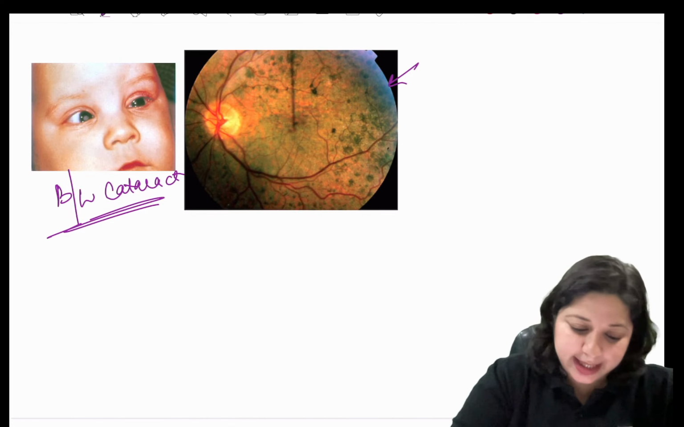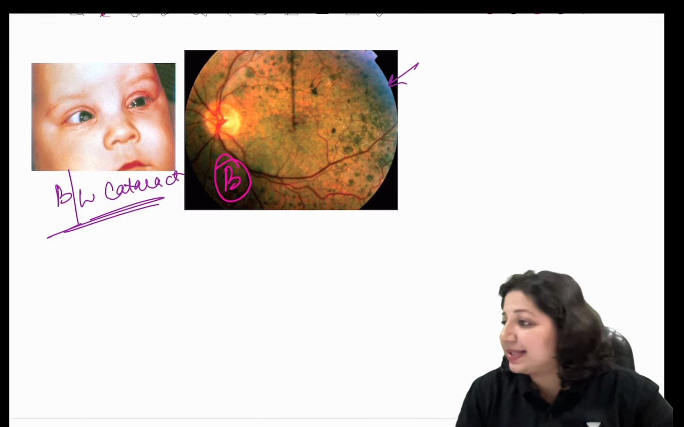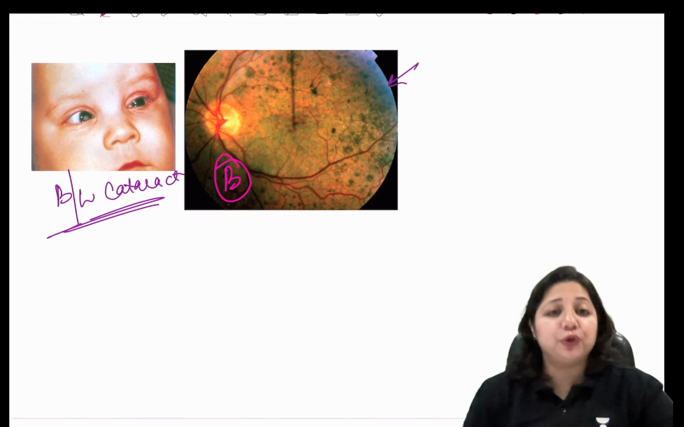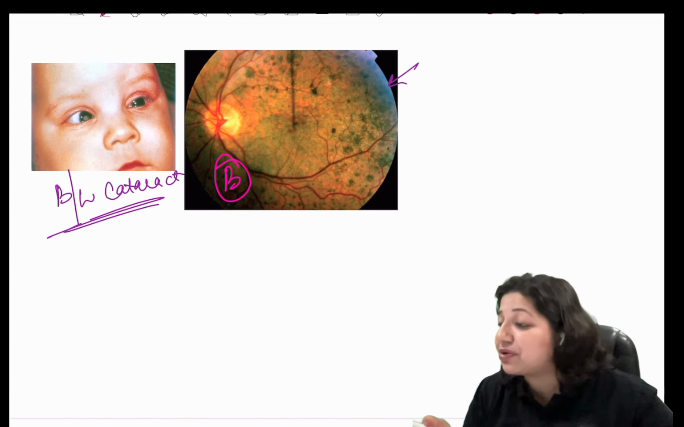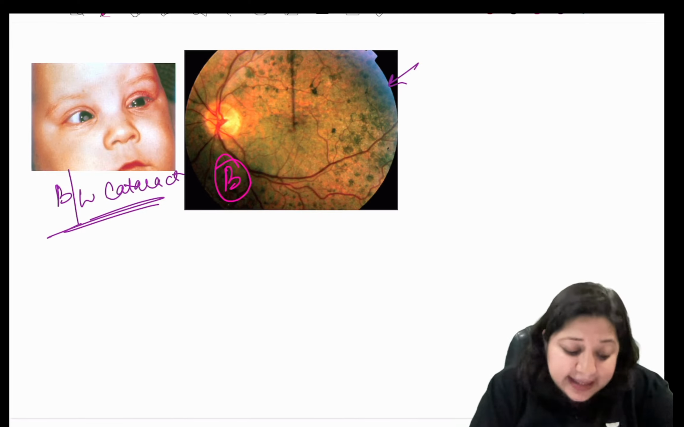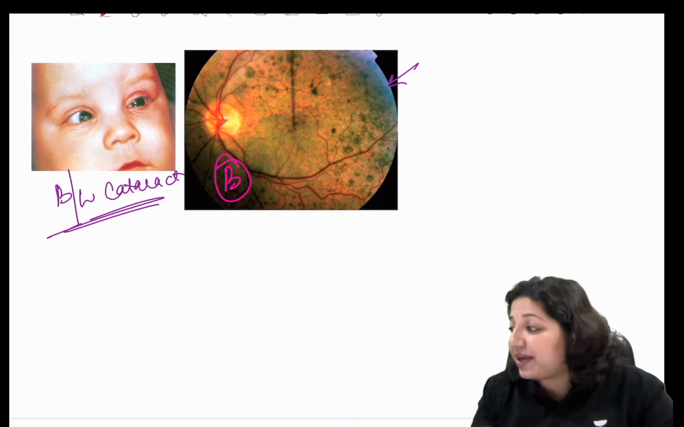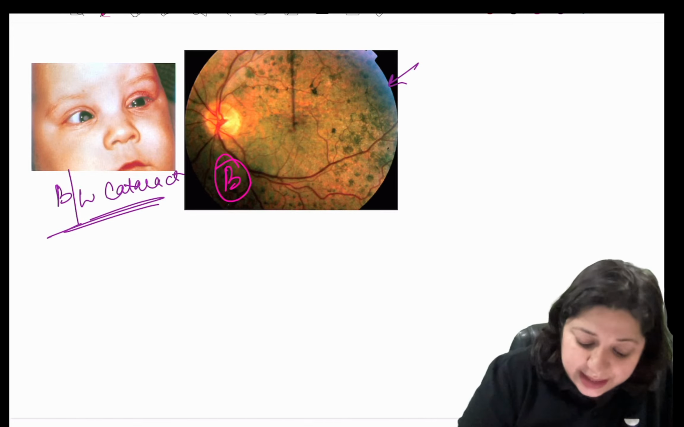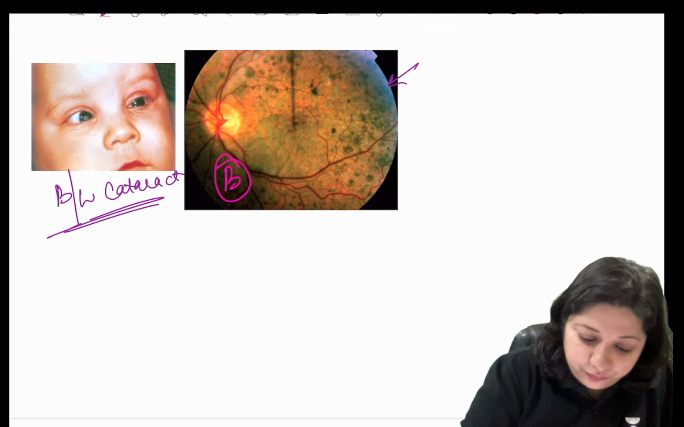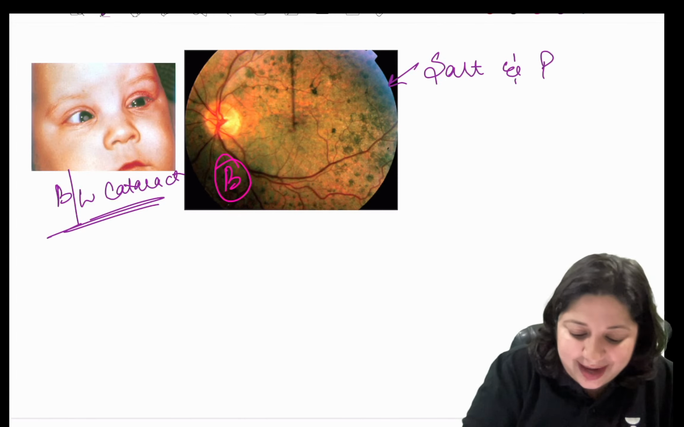So what do you get to see in this image? In image B, this is retinitis pigmentosa. No, do you think this child, a small child with bilateral cataract, is having this pigmentation? Correct yourself. Now you will be able to answer correctly.